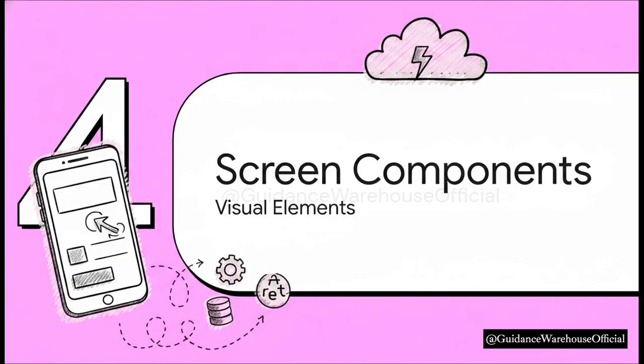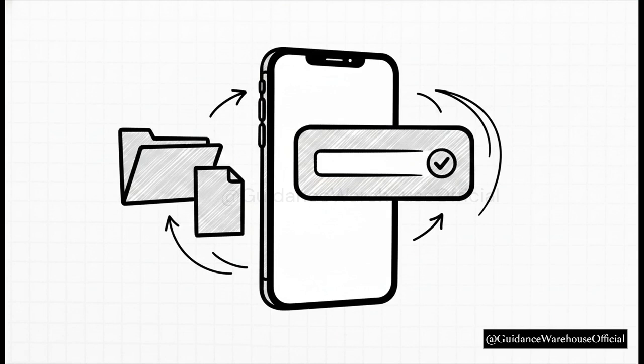Let's get visual in part 4, building screen components. Inside your front-end directory, you're going to create a specific file called todolist.js, right inside the src/screens folder. This is where the visual magic happens.